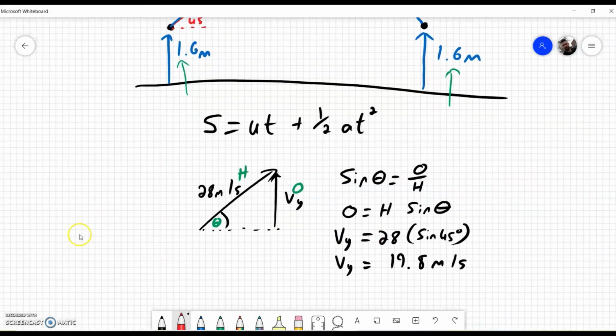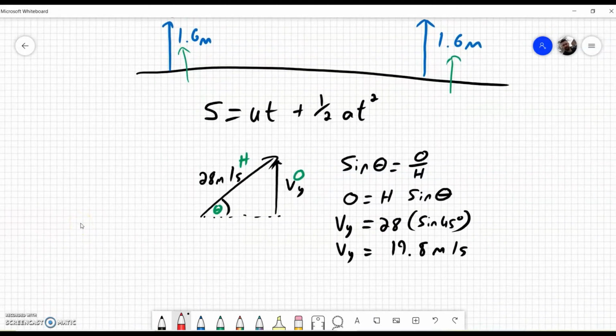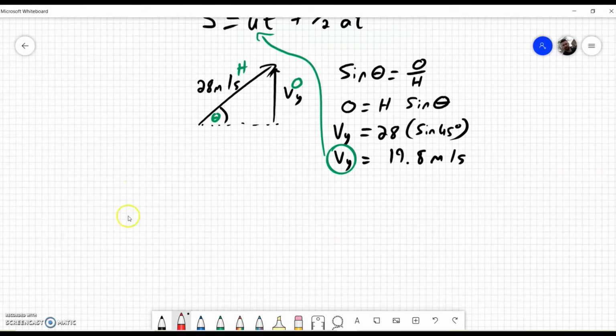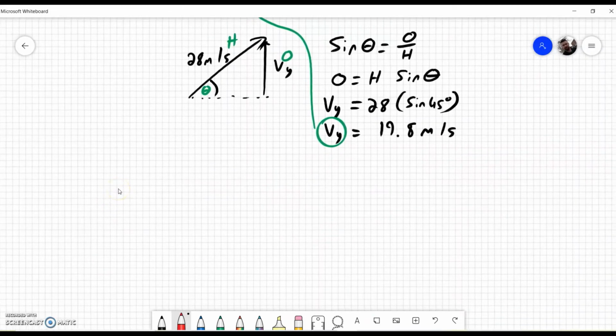Now, just one thing I noticed: I'm using the letter V in this section, but in my original formula, I used U. So I just have to remember that even though I've slightly changed the lettering, this here is this here. Once I've done that, I can go back to my original formula. Again, S is equal to UT plus 1/2 AT squared. This formula is only talking about the vertical motion of the ball, not the horizontal motion. So it's only how long it takes for it to go up and go back down.